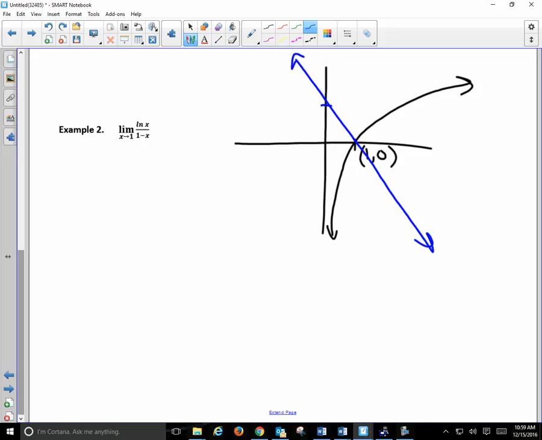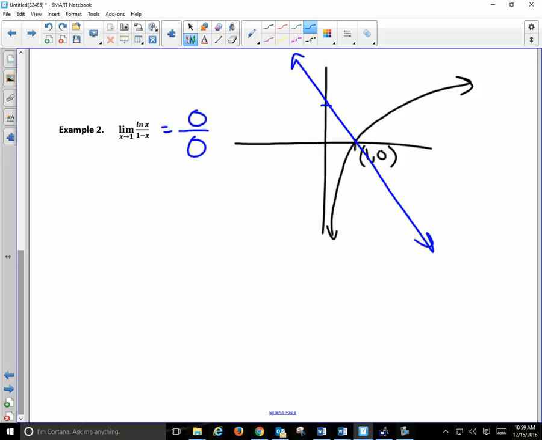So that's graphically what we're trying to calculate. What is that limit? Well, let's plug in 1. What's the natural log of 1? That means e to what power is 1? E to the 0 power. So we get 0 on the top. And if I do 1 minus 1, I get 0. Well, that's an indeterminate form. I don't know what it is. How do we figure it out?